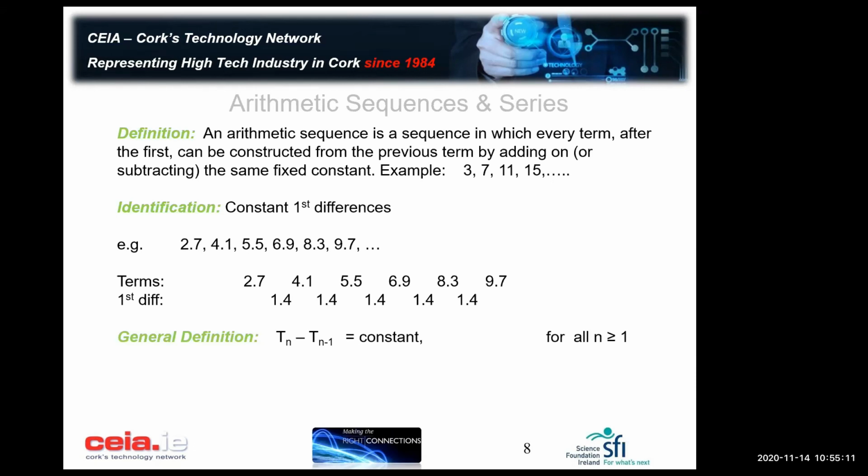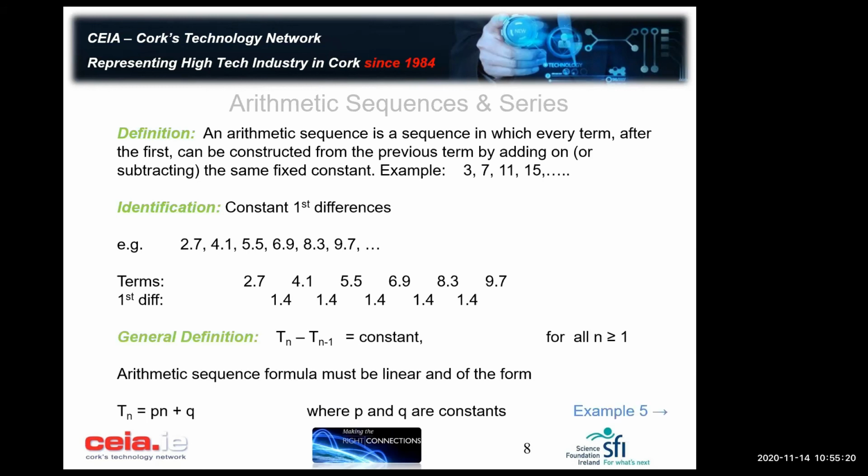And for all n greater than 1. An arithmetic sequence formula must be linear and of this form: Tn is equal to Pn plus Q, where P and Q are constants. So that's your typical formula for an arithmetic sequence.